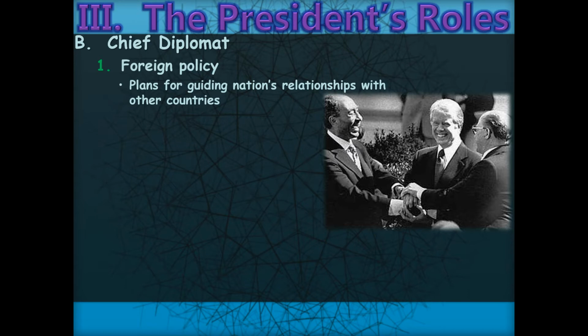You see here that's President Carter in the middle, and on the right is, I'm drawing a blank on his name now, but on the left it's Anwar al-Sadat. This was the Camp David Accords, which basically brought in the Israelis and then the Egyptians, two conflicting groups, and President Carter helped broker a peace deal between them.